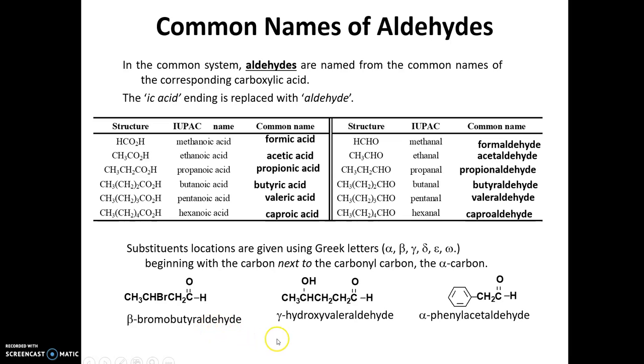The same is also repeated here, where we have a hydroxy group at the gamma, and hence we call it gamma-hydroxyvaleraldehyde. And here we have a phenyl group attached to the alpha carbon atom, so we call it by the name alpha-phenylacetaldehyde.